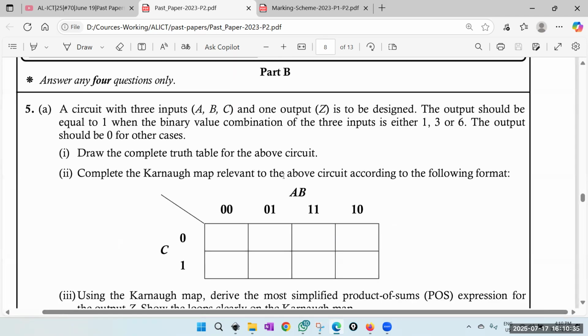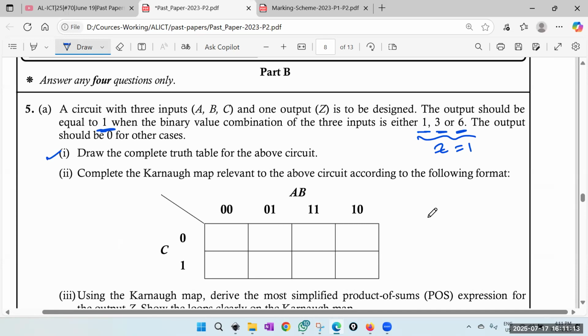Right. A circuit with 3 inputs and 1 output is to be designed. The output should be equal to 1 when the binary value combination of the 3 input is either 1, 3, or 6. So that means when it is 1, 3, or 6, Z must be 1. Output should be 0 for other cases. Draw the complete truth table for the above circuit. That is part number 1.